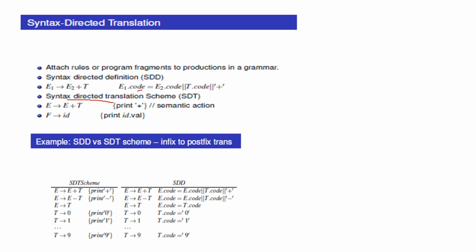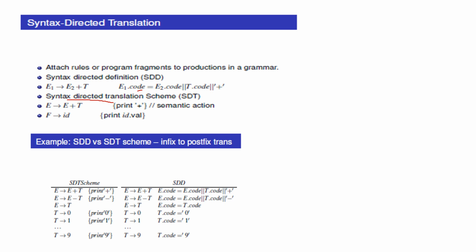Here it is not showing what action takes place, it just shows the meaning, the semantic rules. The rules should be shown here. That is the same productions as in SDT: E tends to E plus T, E tends to E minus T. So what is this SDD? E dot code equal to E1 dot code, T dot code, plus. And what is T tends to 0? T dot code equal to 0.